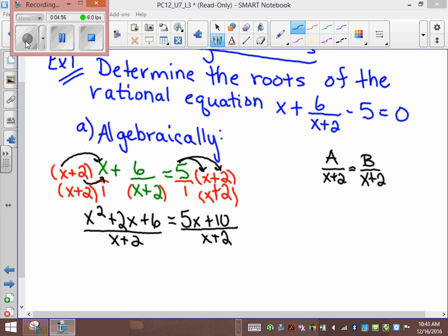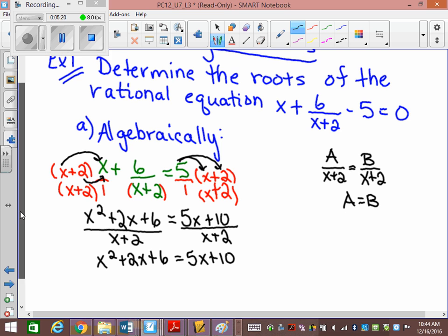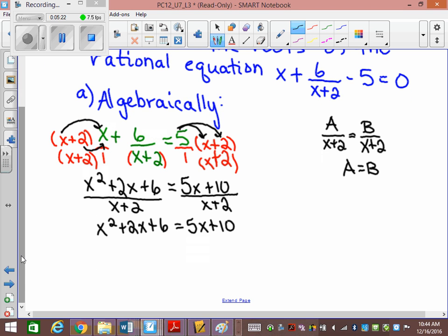They have to equal each other. If this denominator is equal to this denominator, then this numerator has to equal this one, correct? So could I not just write this then as a equals b? Same thing here. If I have this denominator equaling this denominator, then I can just write x squared plus 2x plus 6 equals 5x plus 10. Those numerators must equal each other. That's why the denominators go away.